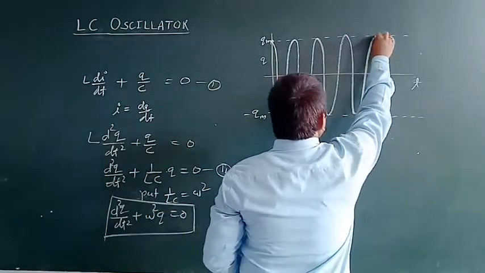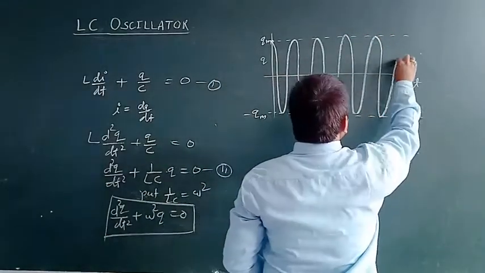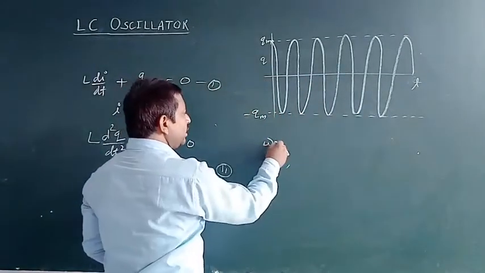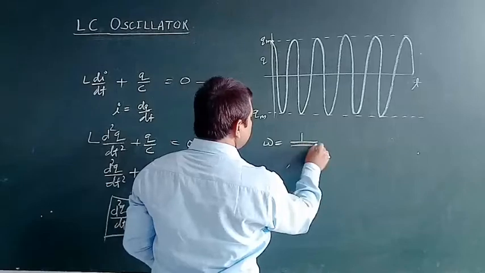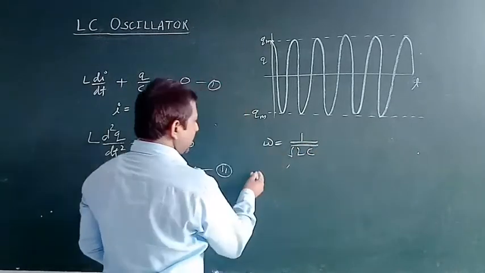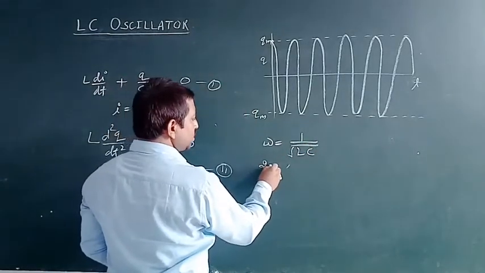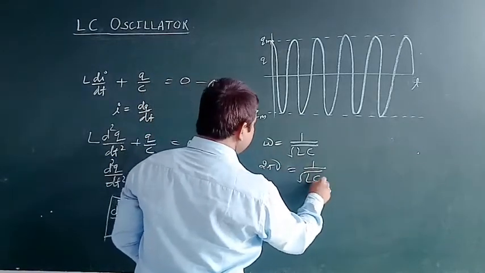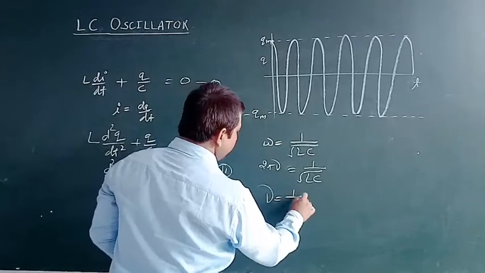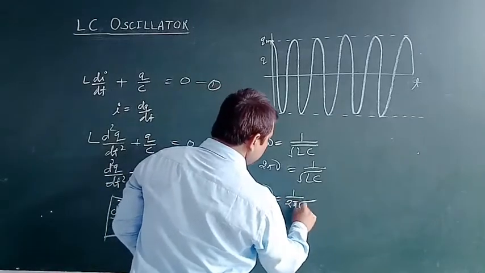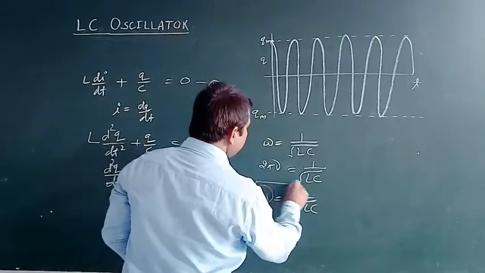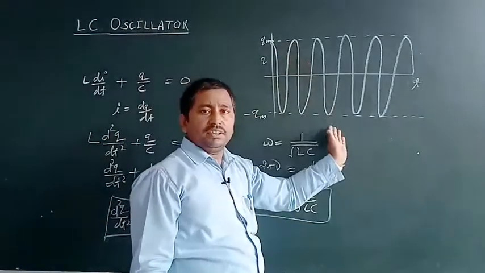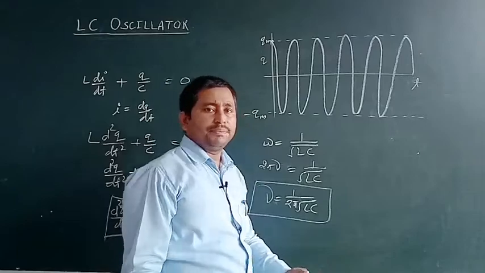and the number of waves per second is known as the frequency. So omega can be expressed as 1 by root of LC, and also we know that omega can be expressed as 2 pi nu. So 2 pi nu is equal to 1 by root of LC. From here, nu is equal to 1 by 2 pi root of LC. Okay, so this is the frequency by which the charge oscillates throughout the LC circuit.